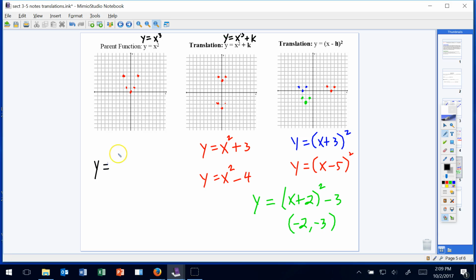So just to give you another sample, this is moving the parent y equals x cubed 2 places to the left. So the translation rules apply. It's the great thing about them. Once you have them and you understand them, they all apply to all of the parent functions that we're going to learn.